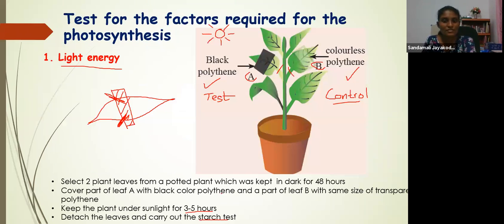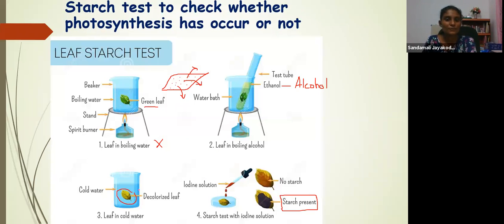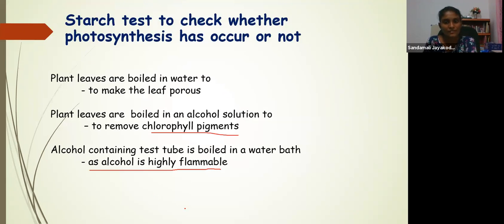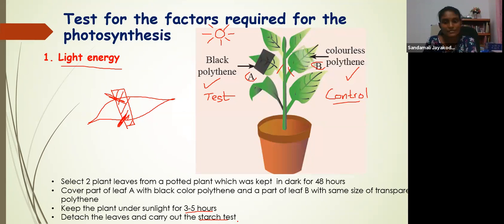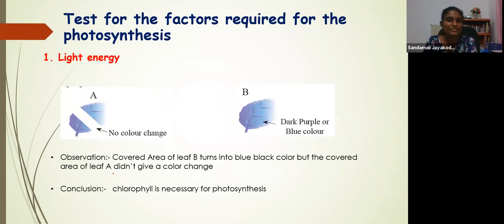We take those two plucked leaves and put them in a water bath to boil like this, and then these two leaves are kept in ethanol and boiled again, and it is decolorized and becomes pale yellow in color. In our lesson we use this word pale yellow or white. We can use any. Mostly it is pale yellow in color. And then we have to do this starch test like that. So as the observation, we will get something like this.